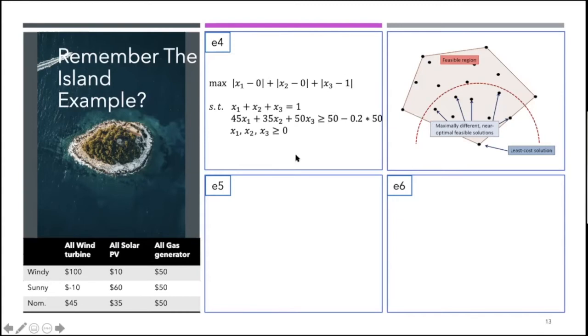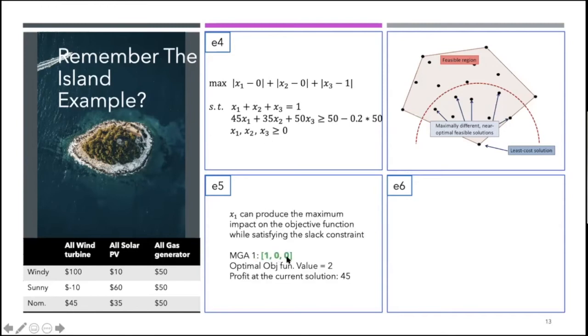So again, anybody wants to take a guess about what the solution of this problem would be? It's not too straightforward, but still straightforward enough. The solution for this problem is 1, 0, 0, which is we decide to build x1, right? So the objective function value right now will be 1 minus 0, which is 1, and again 0 minus 1, which is 1. And the profit at the current solution is 45. So this formulation is still simple enough that I can guess the solution of this problem.